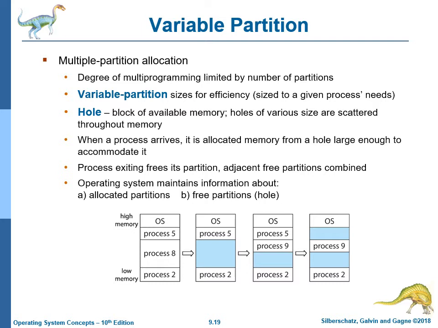When a process arrives, it is allocated memory from a hole which is large enough to accommodate it. When the process exits, it frees a partition adjacent to others. So we have the free partition. The one responsible for maintaining this information is your operating system. It will maintain how many partitions are allocated, and how many free partitions are available inside your memory.